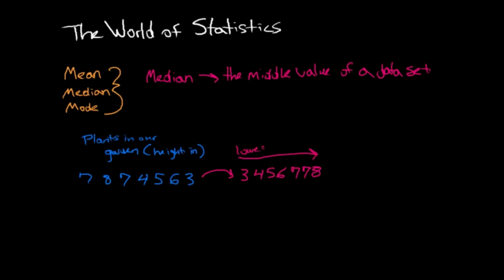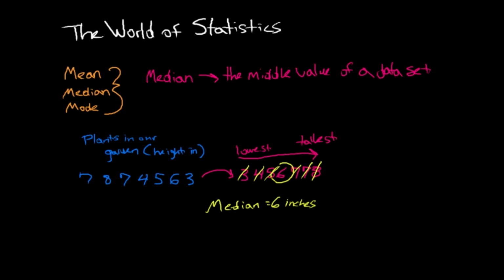Now that we've ordered our plants from lowest to tallest, we can calculate the median. An easy way to find the median is to work from the outside in, from both ends, until we reach the middle, in which case we find that the median is equal to 6 inches. So that's how you would calculate the median for this specific data set: simply finding the middle value, ordering from lowest to tallest, and working our way in from each end until we end up at the middle.